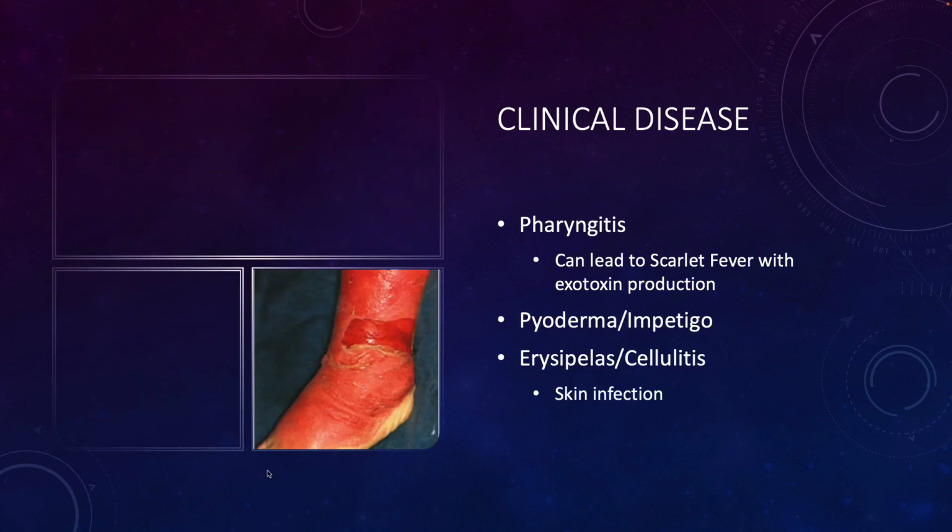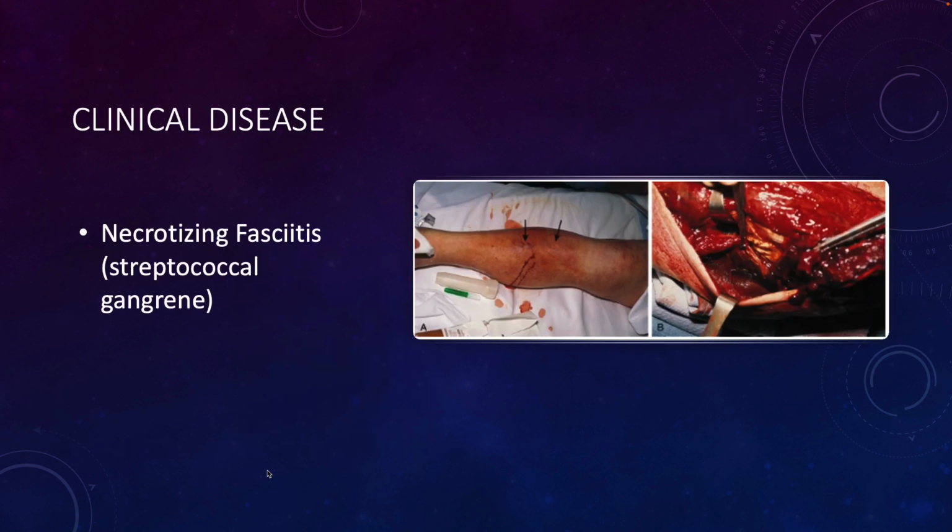We also can see pyoderma or impetigo, which is like what we see with staph too, those kind of dry, crusty sores. It can also cause cellulitis, so a more deep tissue skin infection. That's what's shown here. And this is one of the causative agents of necrotizing fasciitis, which is sometimes called streptococcal gangrene. And so what we see here is the redness and swelling, and then when it's opened up, basically all of that tissue is destroyed. And so this patient actually died of this infection.